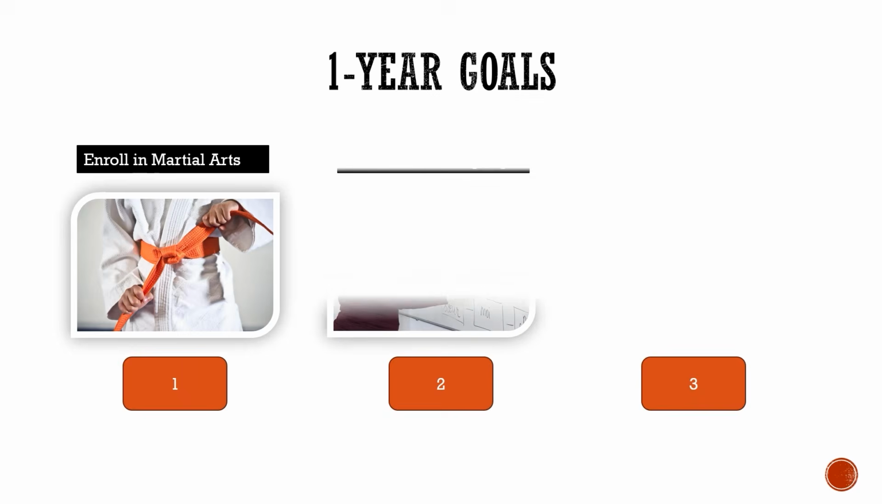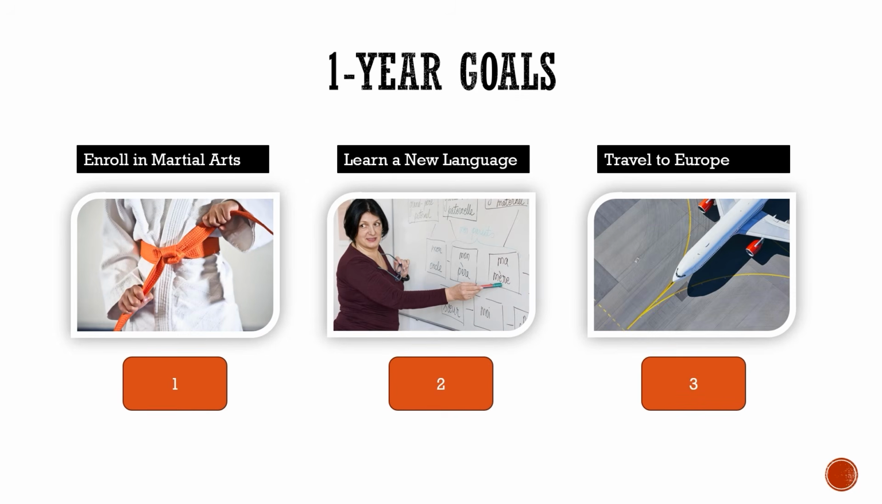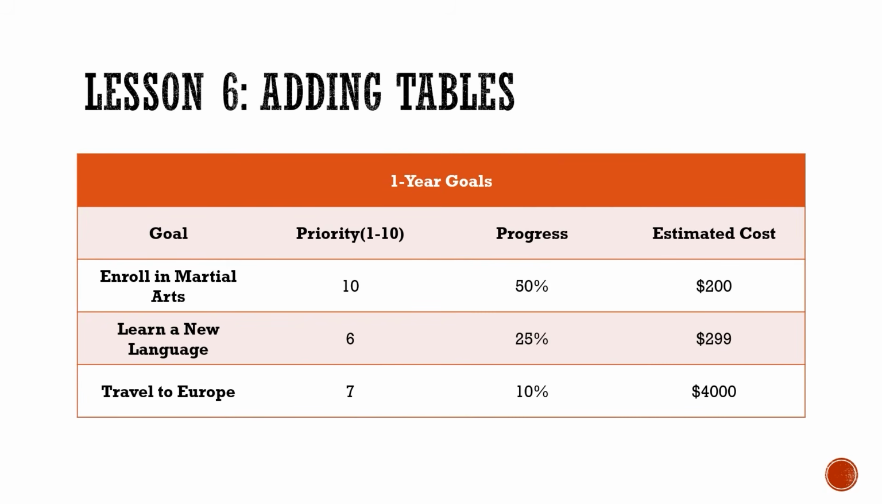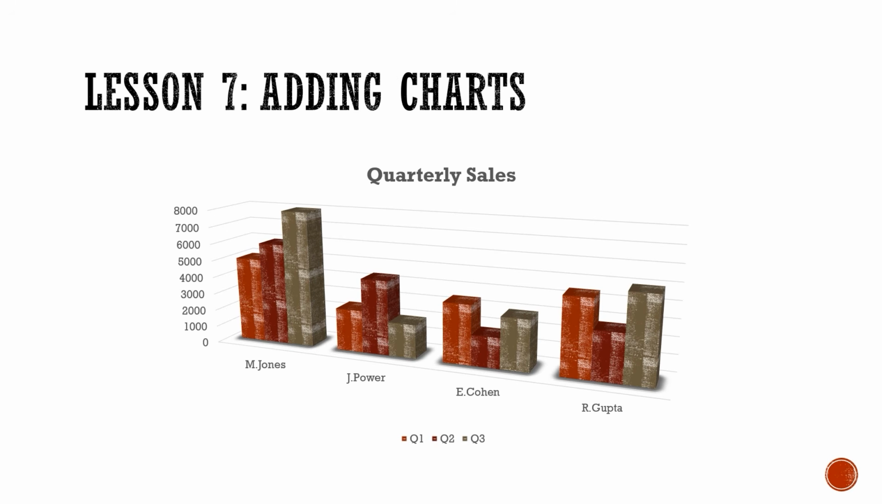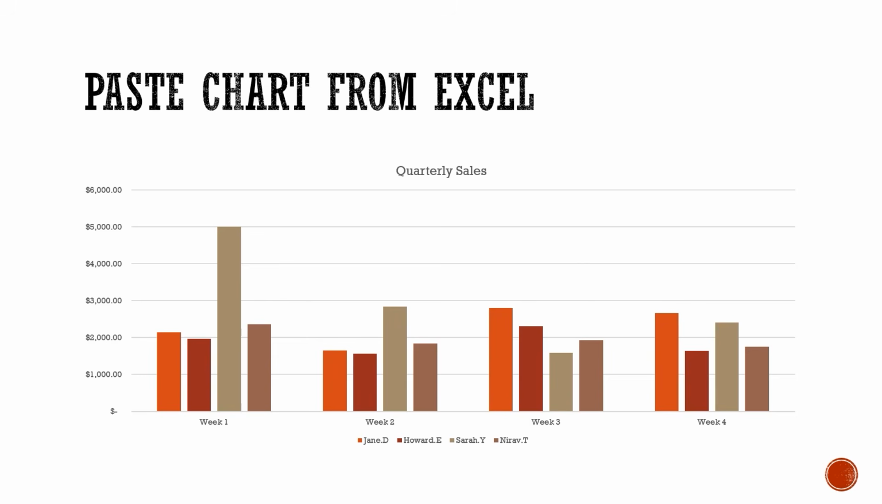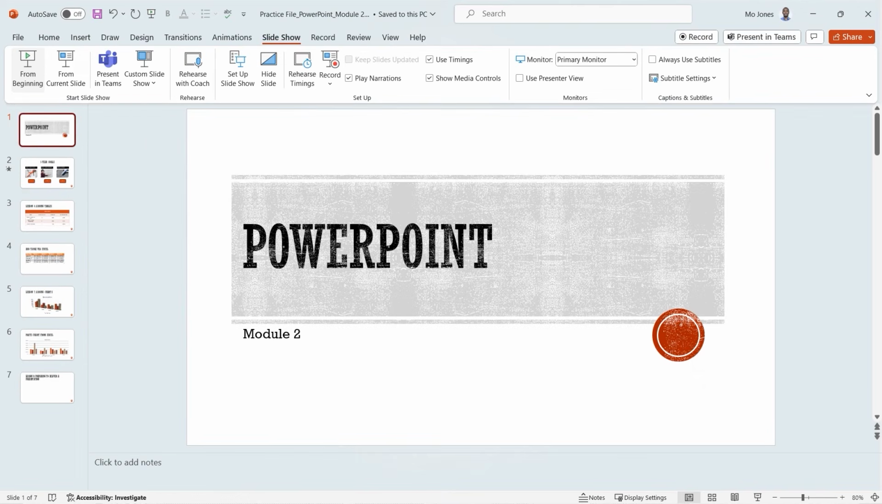So here's my slide that I animated. Really nice slide. Everything is nicely aligned there as well. Here's my table. Here's my Excel table. Here's my chart. Here's my Excel chart. Here's lesson 8. And then that's the end of the slideshow here as well.